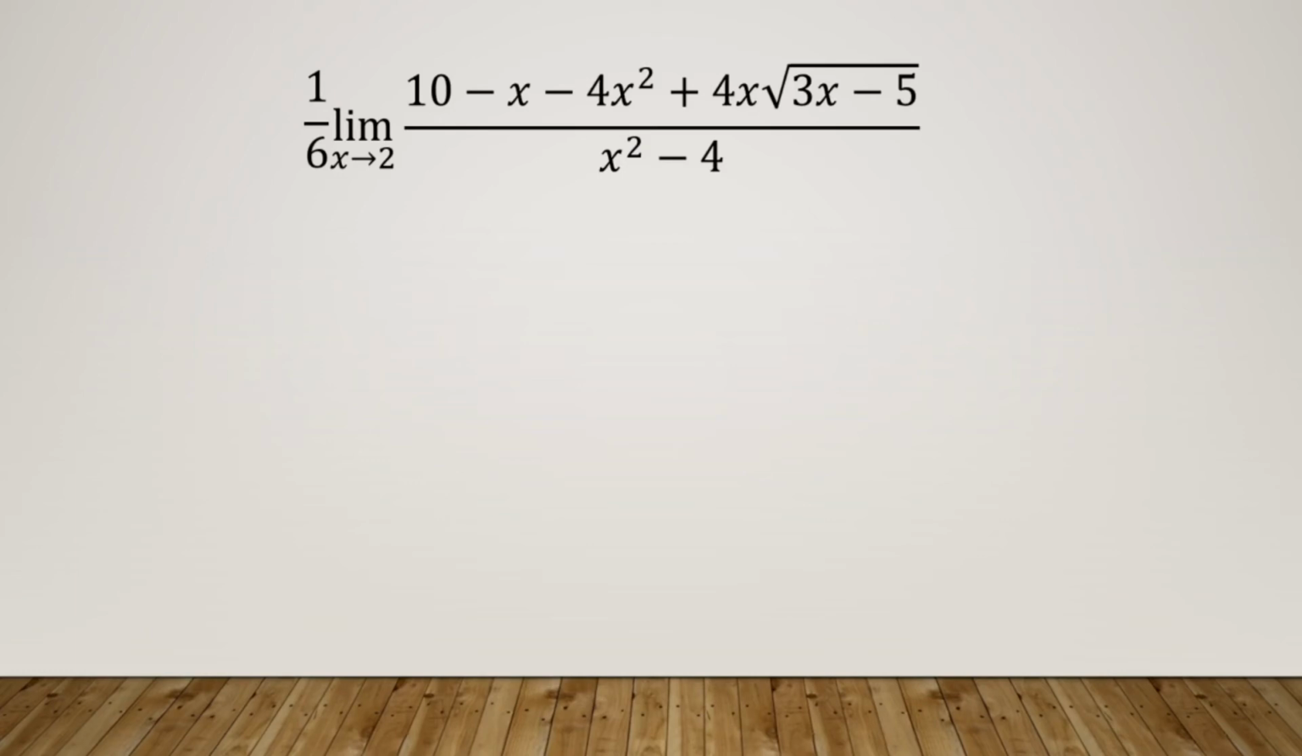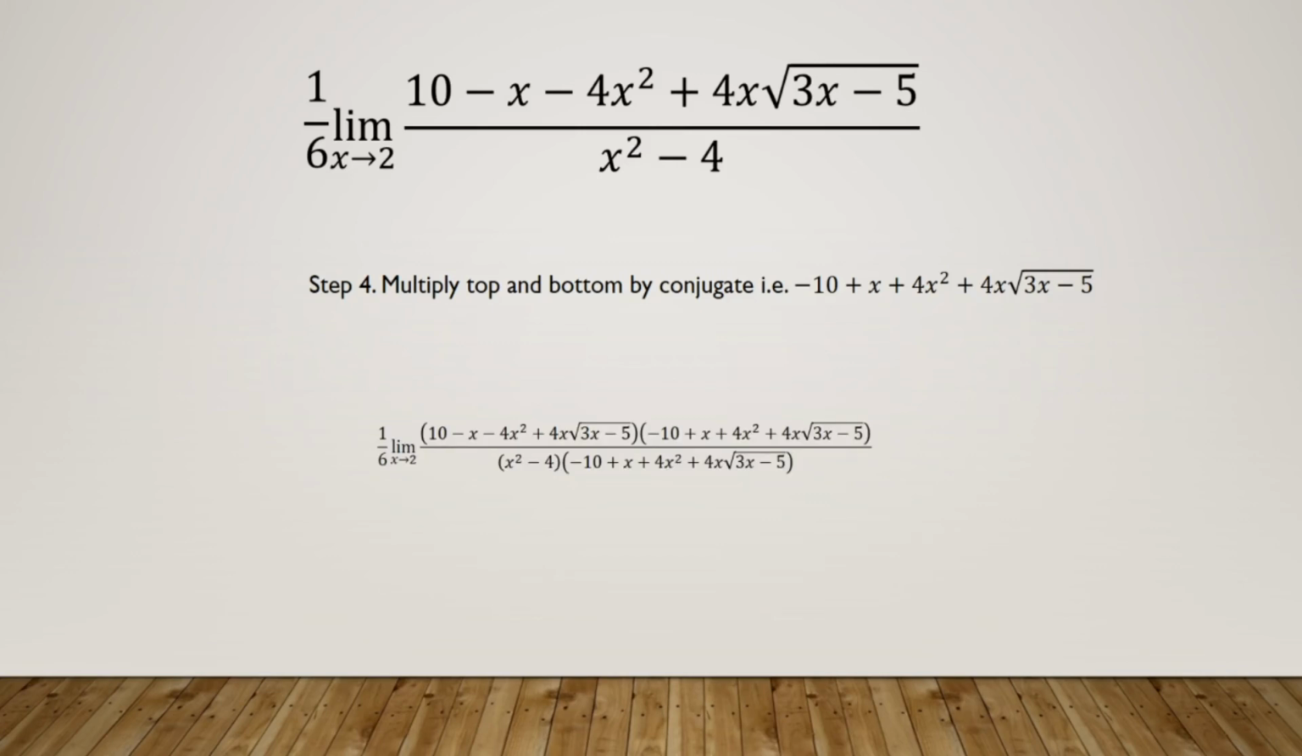I'm going to multiply by the conjugate of the top, and then multiply top and bottom with that. So because it has 4 terms, 3 of the terms are going to be the opposite sign. And then only one term is going to have the same sign. So the 10 minus x minus 4x squared are going to have opposite signs, and we're going to leave 4x times the square root of 3x minus 5 with the same sign. And we're going to multiply that top and bottom.